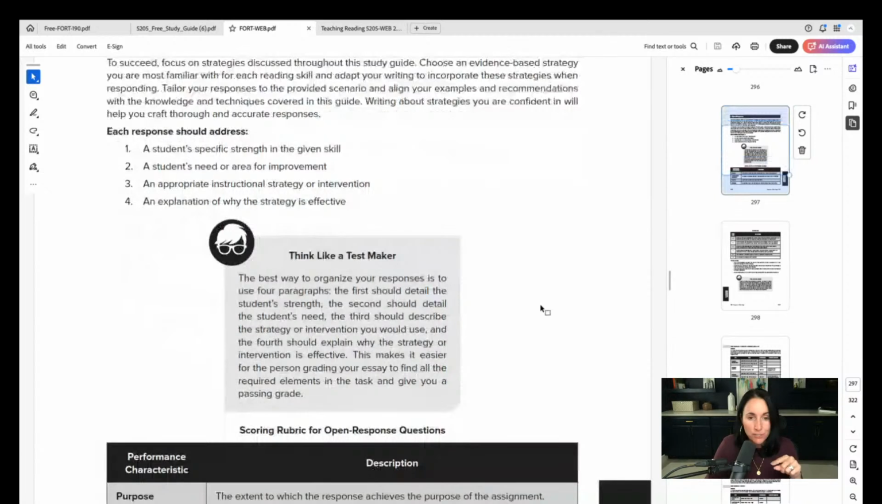You can see in my new foundations of reading book, I've got this little guy. It's called Think Like a Test Maker. Anytime you see this little guy here, this is a trick. This is something to think about. Think like a test maker, not a test taker. And I'm going to talk about that a lot today as we get into the practice test questions.